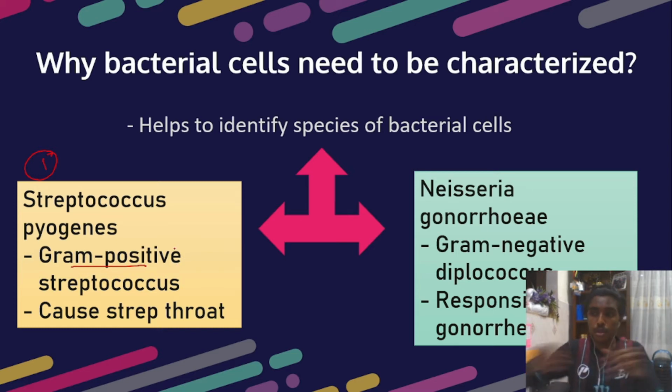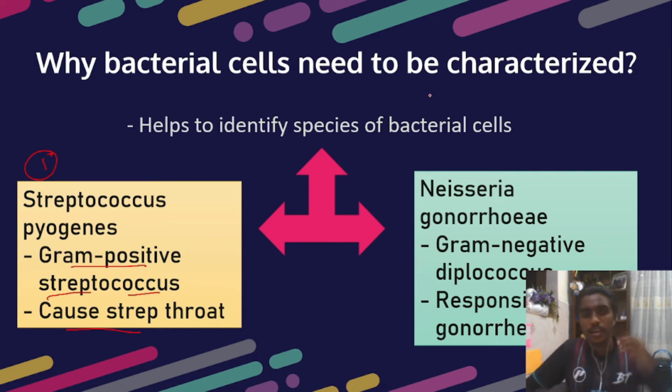Gram-positive refers to the type of cell wall, which is a thick peptidoglycan cell wall. Strep means the growth arrangement. Coccus means the shape, which is round. These bacteria cause strep throat. What is strep throat? Strep throat means a person having a sore throat with fever, both conditions at once.